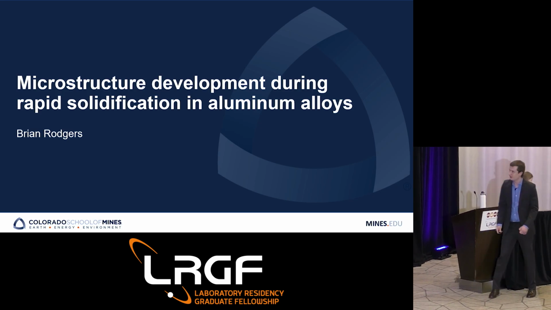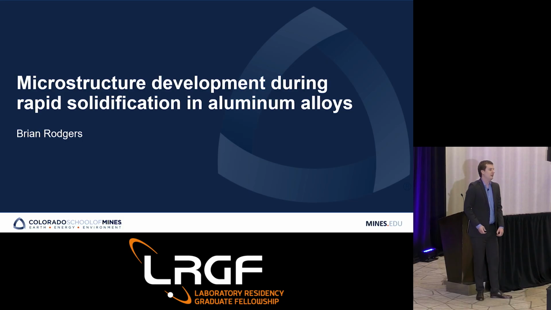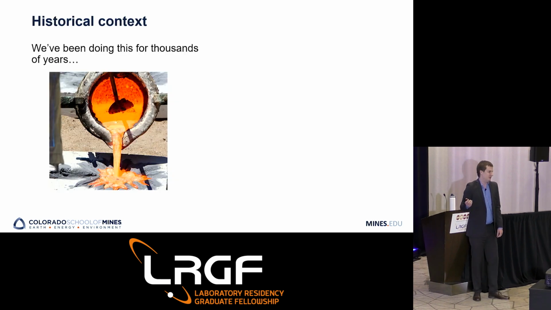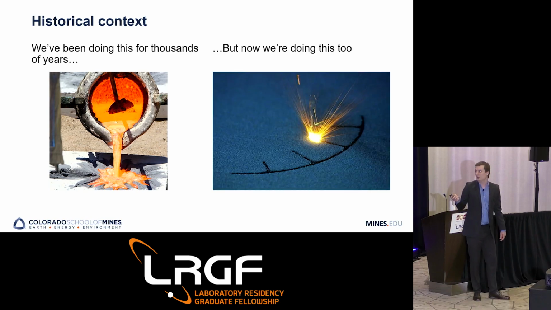Thanks. Hi, I'm Brian. I'm going to be talking to you today about the microstructure development during rapid solidification in aluminum alloys. So we've been solidifying things for a long, long time. We've been pouring molten metal into a variety of shapes for thousands of years. So why are we still studying this? Well, additive manufacturing bumped solidification velocities from thousands of times slower to 0.1 to 2 meters per second, which is slow for a plasma, fast for a metal.